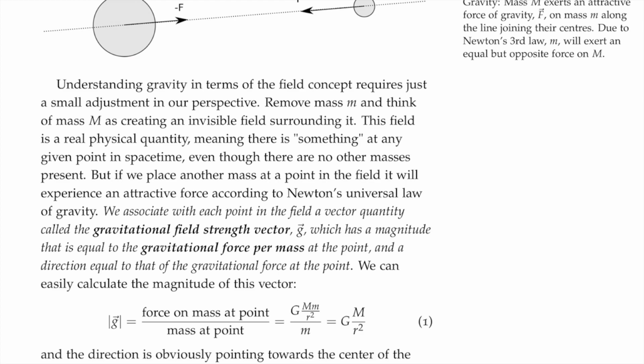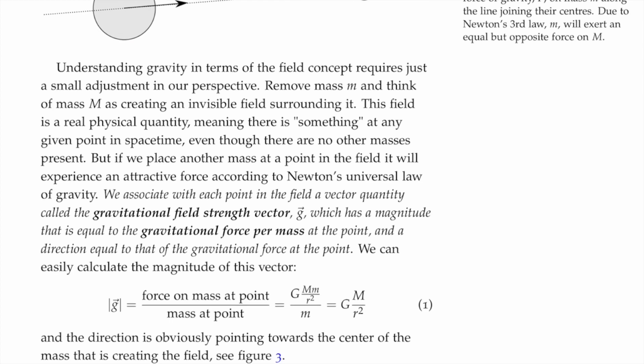And we know it's there because if we were to place another mass at a point in the field, then it will experience a force according to Newton's universal law of gravity. So what we are doing is we're associating with each point in the field a vector quantity called the gravitational field strength vector, little g. And it has a magnitude that is equal to the gravitational force per mass at the point. And the direction of that vector is equal to the direction of the gravitational force at the point.